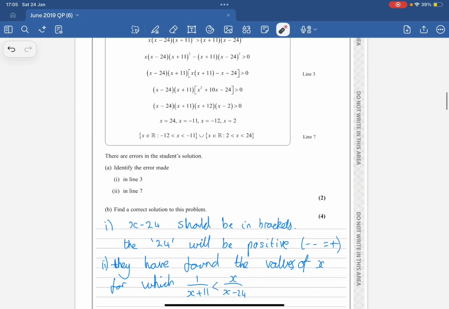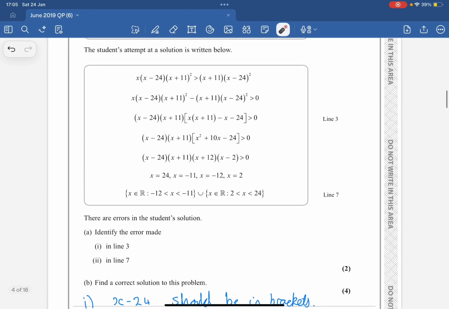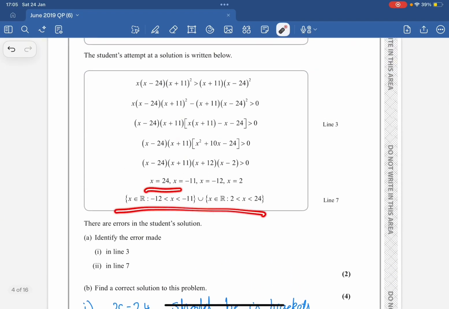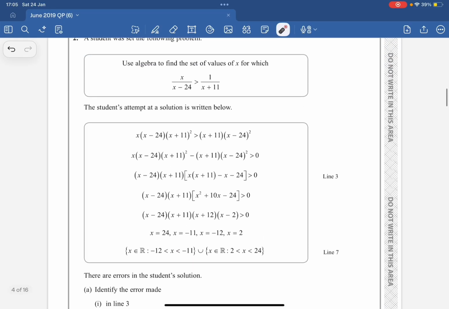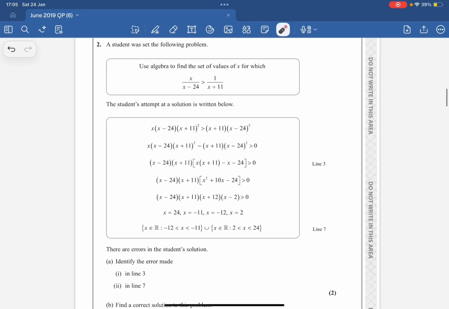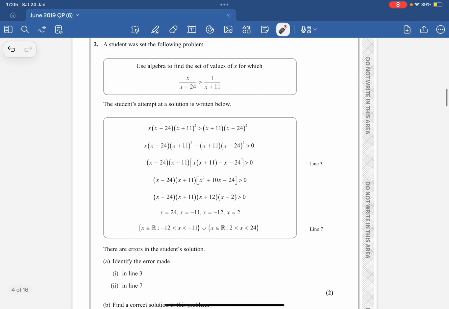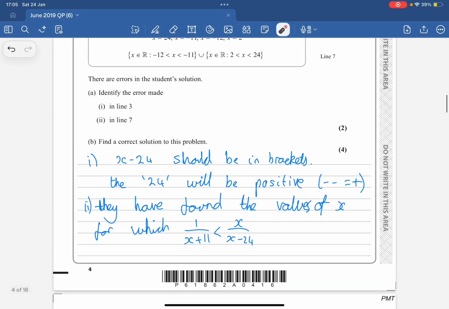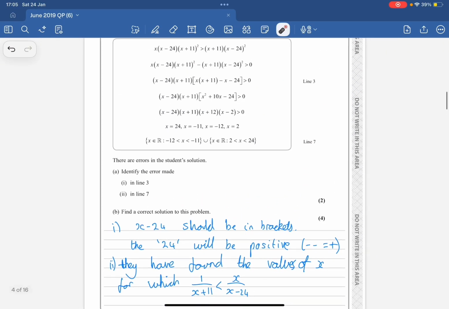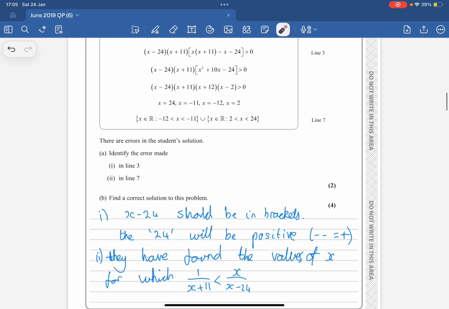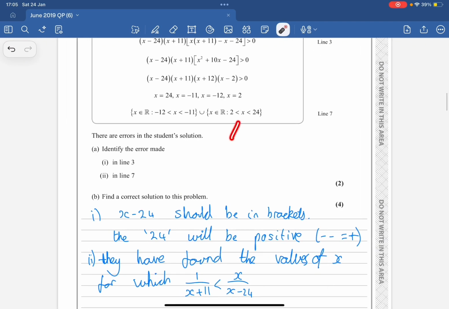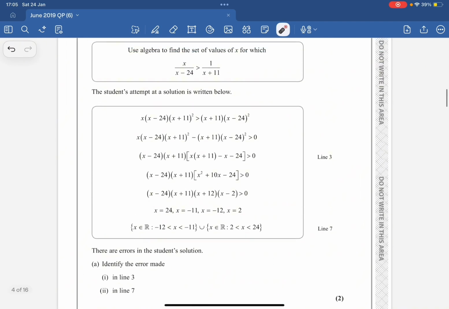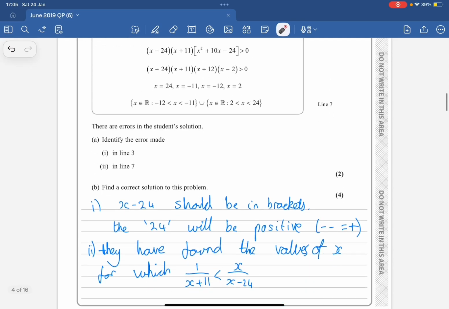And then in line 7, what have they done? Well, it seems using their critical values, they're completely correct. But if you actually go on to check with these values, it turns out they've flipped the inequality and worked out when this side is bigger than this side. So yeah, I think the second one's a bit tricky to spot, but you can test this by subbing in a value between like 2 and 24.